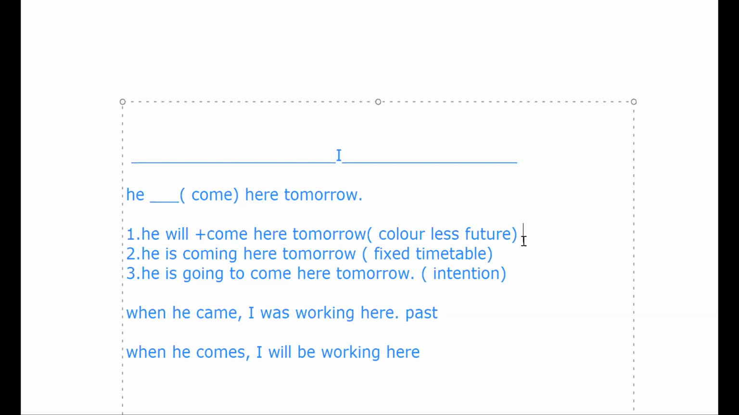So guys, these three are called simple future, and the one which I gave you now, "when he comes", this is future continuous. Future continuous. Okay. Right.